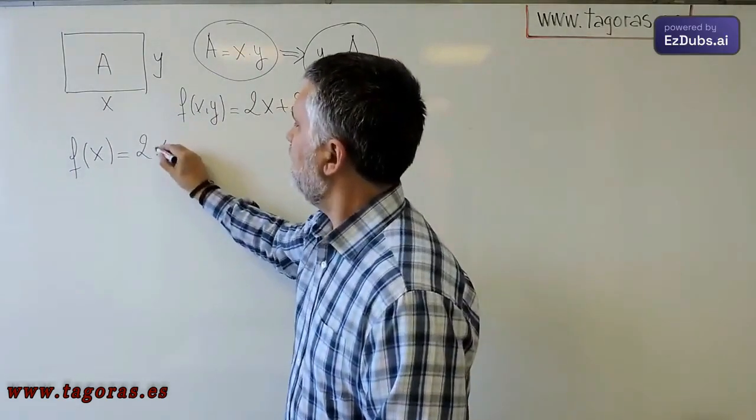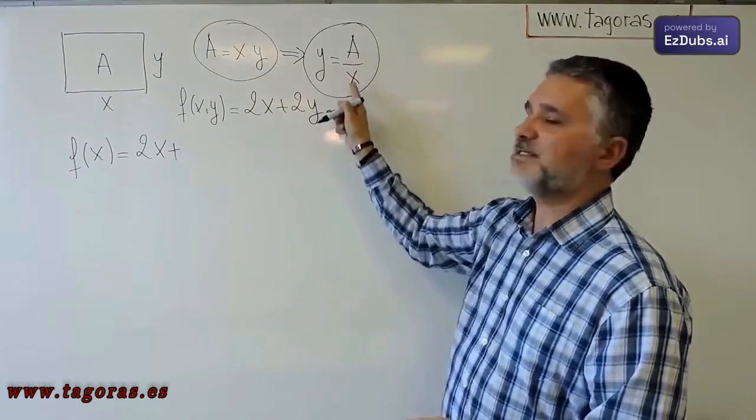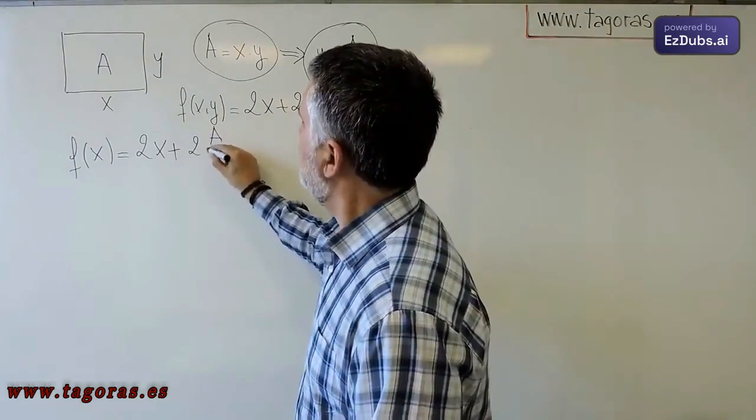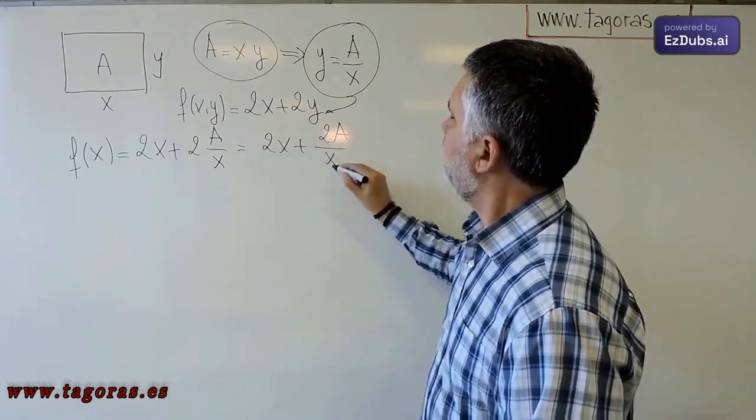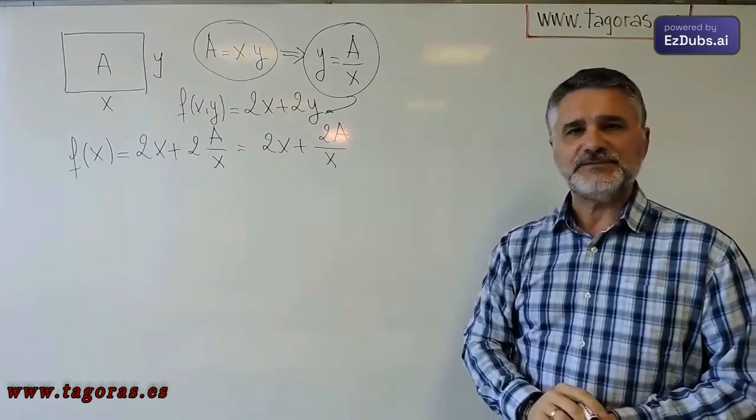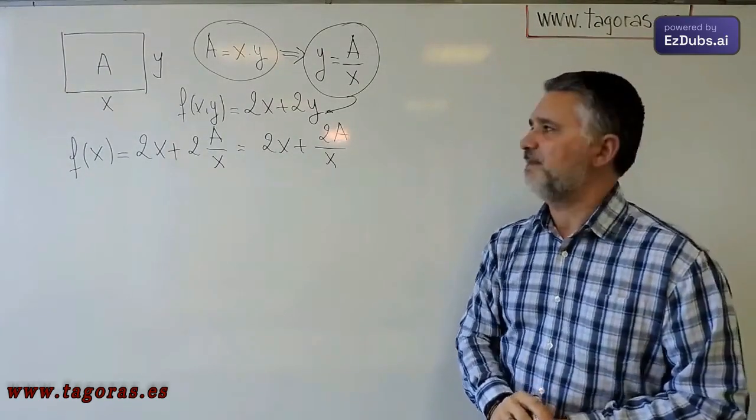2x remains the same, plus 2 times y, which is a over x, that is, 2 times a over x. If we want, 2x plus 2a over x. This is going to be the function that I have to optimize.